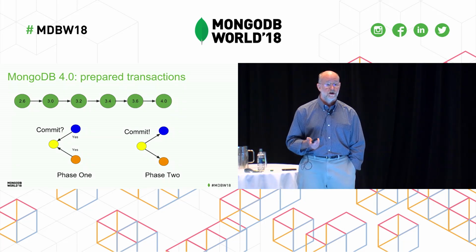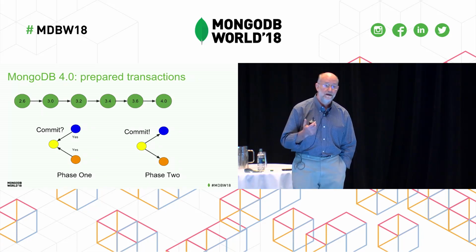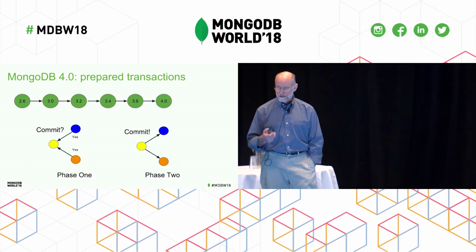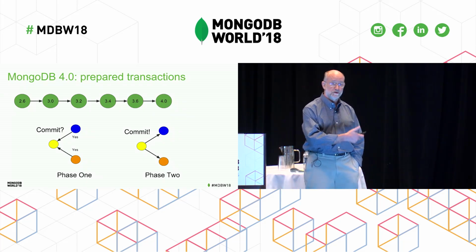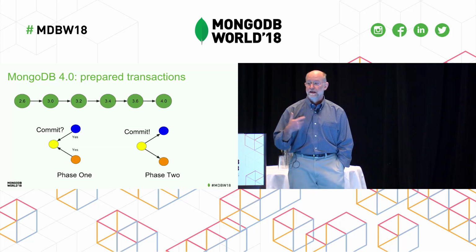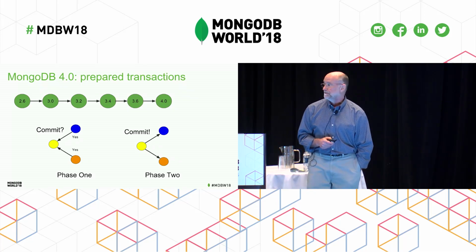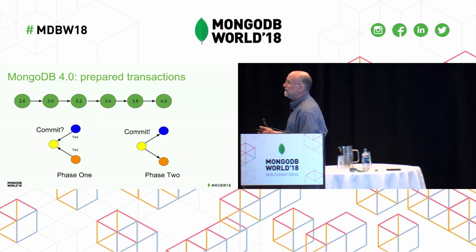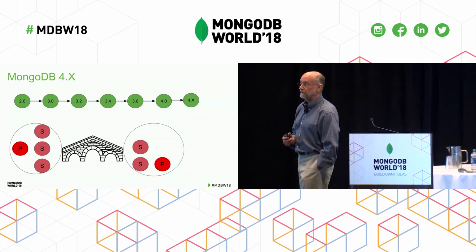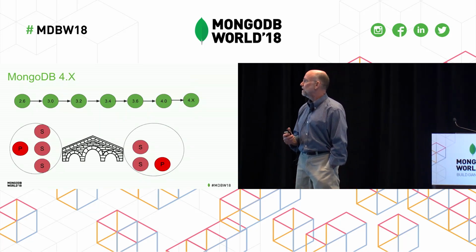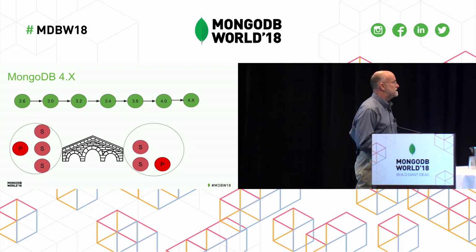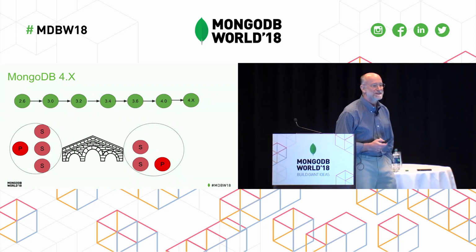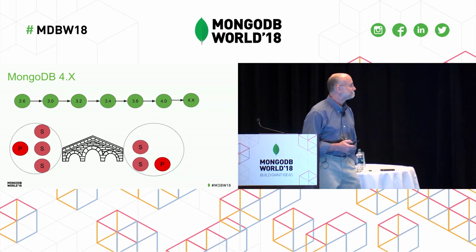And once all of the shards agree that it can be committed, then we go ahead and proceed. So that's prepared transaction or two-phase commit. The first phase is go check everybody out: can everybody commit? The second phase is actually do the commit. And if we can do that, then in a future release, hopefully 4.2, but who knows, hopefully we'll be able to build the bridge that we need between shards so that we can do multi-document transactions across shards.